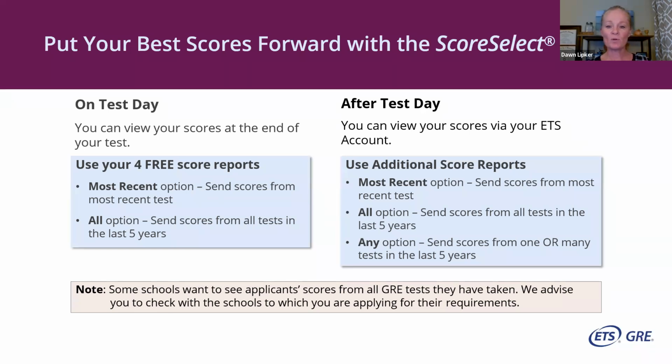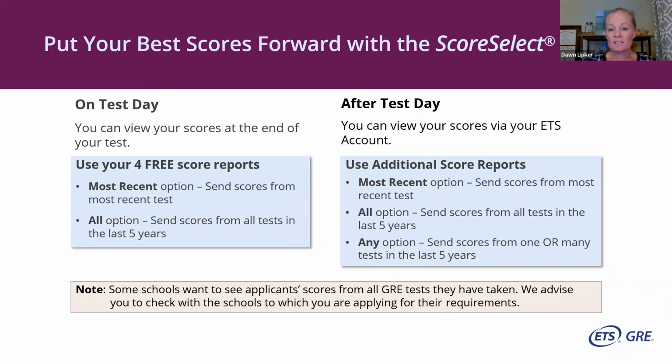So let's say, for example, you're viewing your scores at the test center. You can decide at that time the schools that you want to receive your scores from all the tests you've ever taken in the past 5 years. It's included in your four free score reports. I'm going to get to that soon.